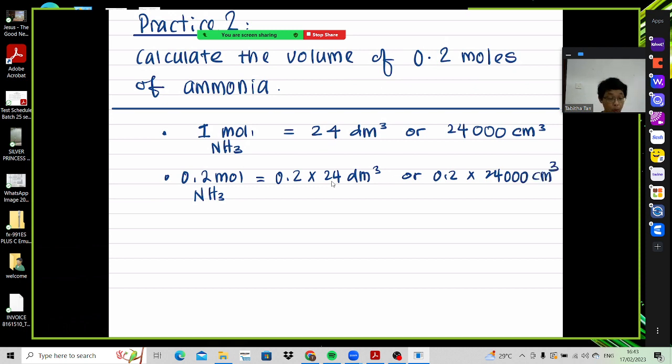Is it clear? Now what you need to do is just punch some keys in the calculator, and you get 4.8 dm cube. And if you use this, you multiply by 24,000, and the magic number will appear in cm cube. So read the questions: do they ask in dm cube or cm cube?